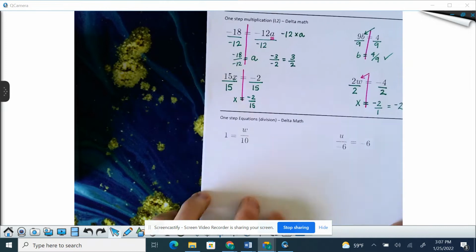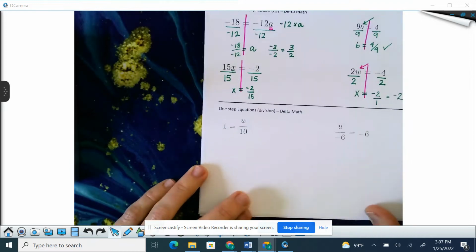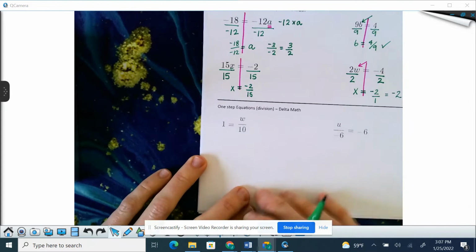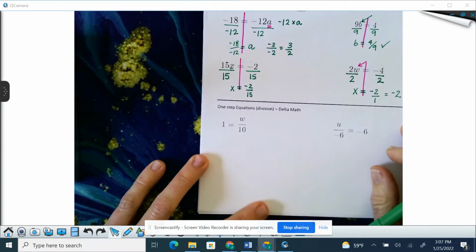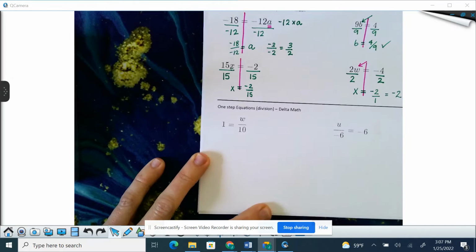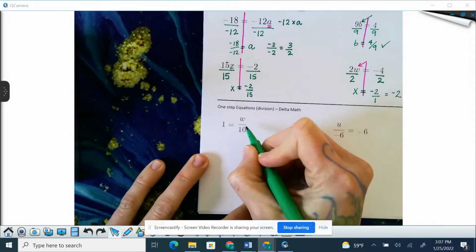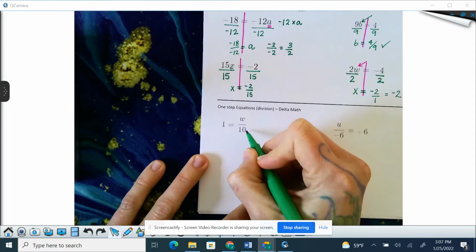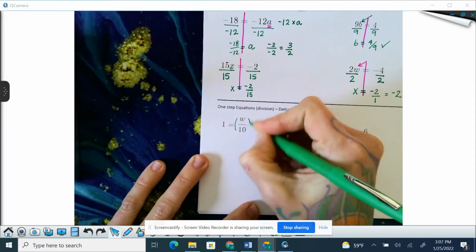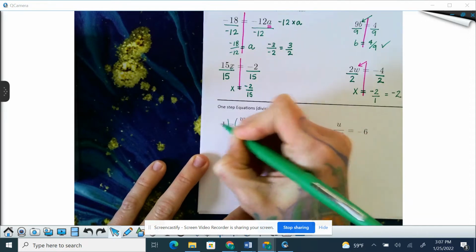Now, one-step equations division from Delta Math. So again, the last one was multiplication, and we knew the inverse of multiplication is division. So the inverse of division is multiplication. Since this is w divided by 10, we're going to multiply both sides by 10. So multiply this side by 10 and multiply this side by 10.